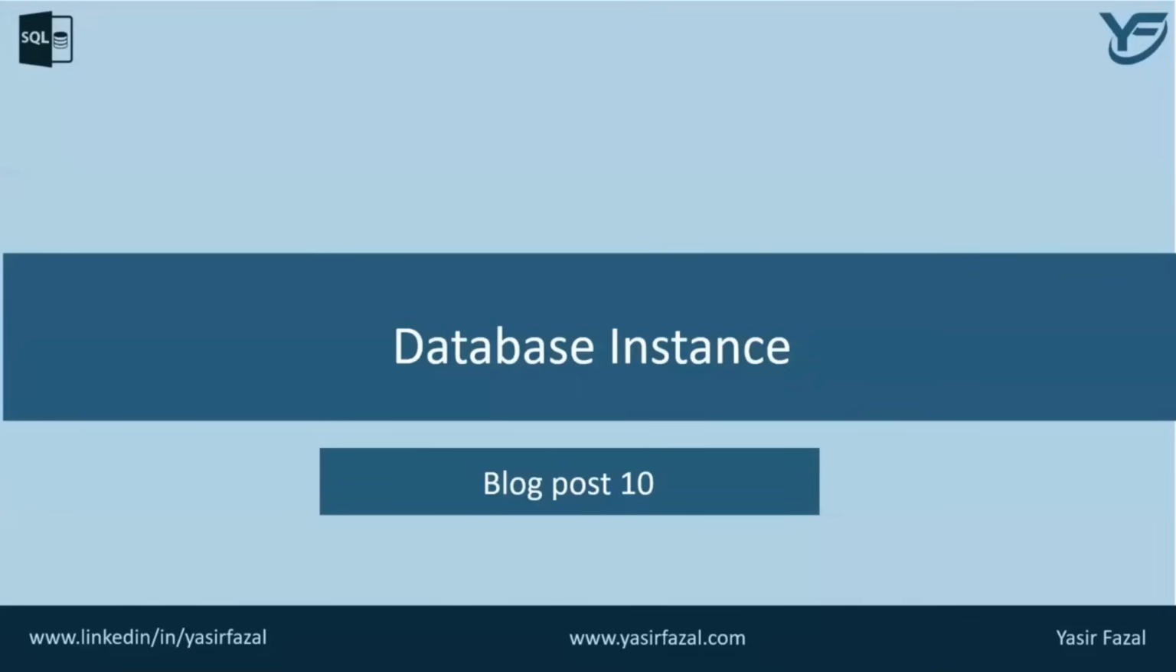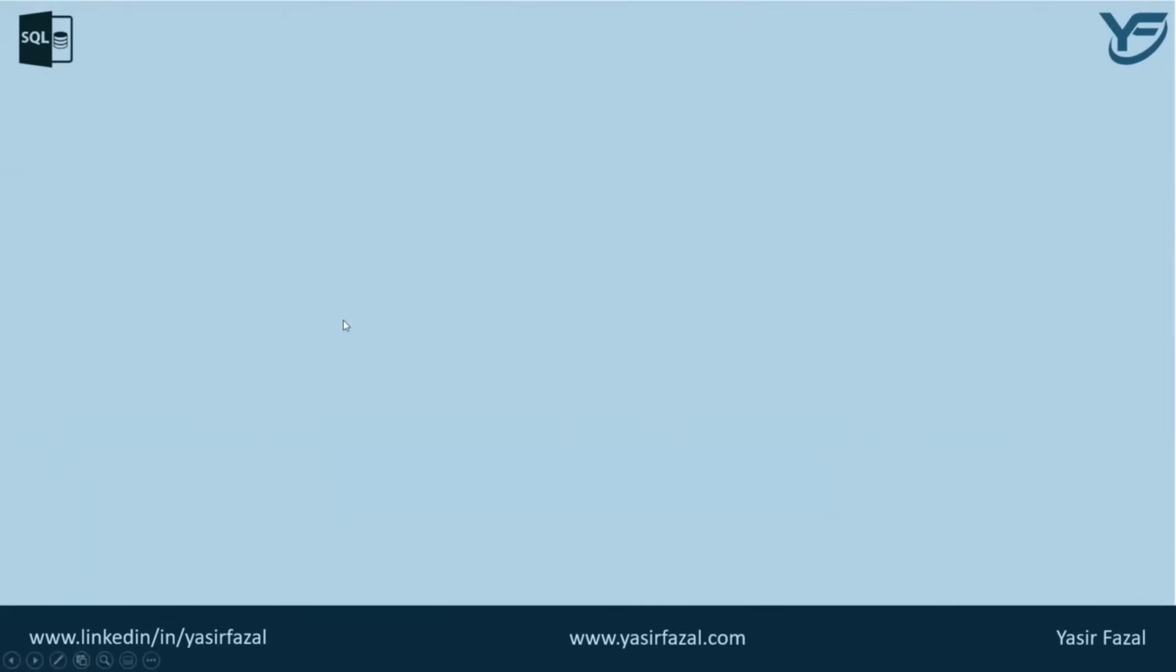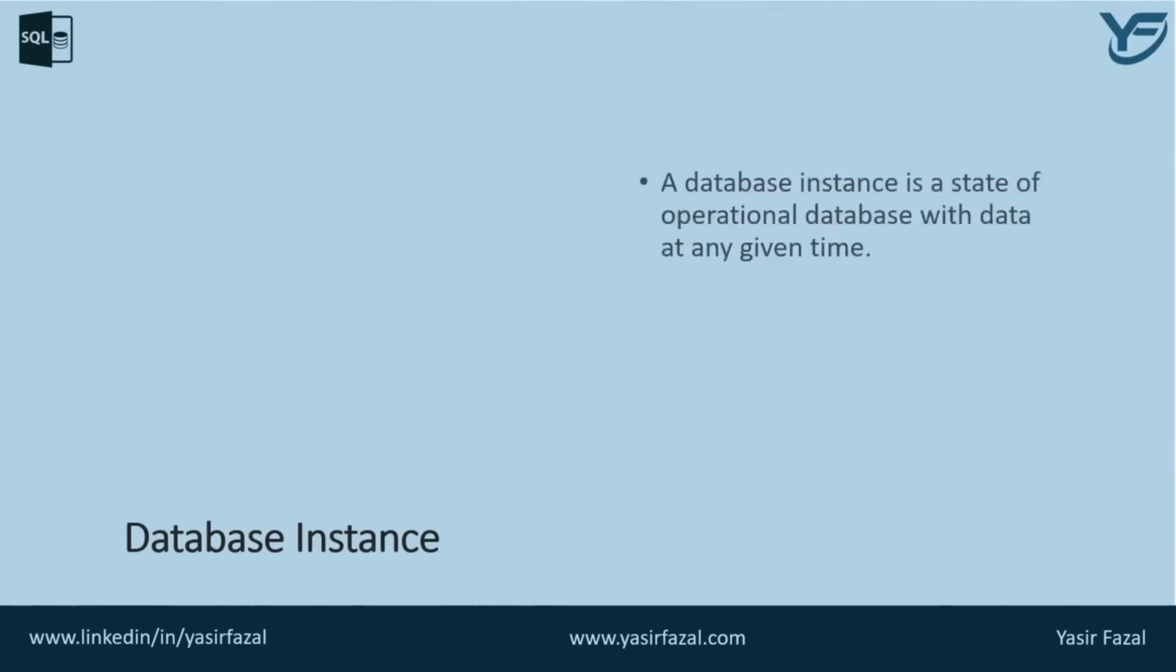Welcome to my new blog post 10, and in this blog post I'm going to discuss the database instance. So let's start. A database instance is basically a state of operational database with data at any given time. It contains a snapshot of the certain database, and database instances tend to change with respect to time.